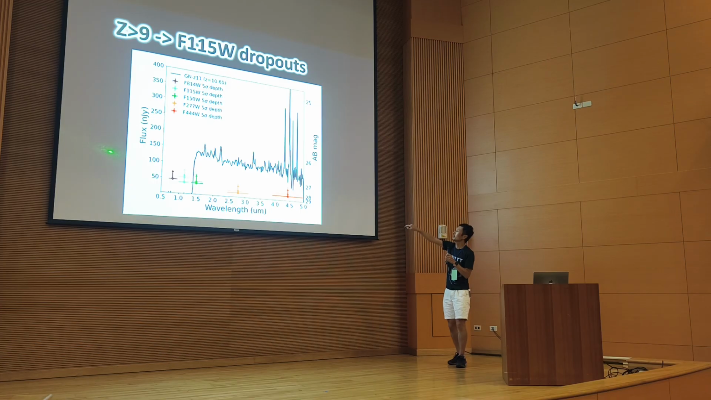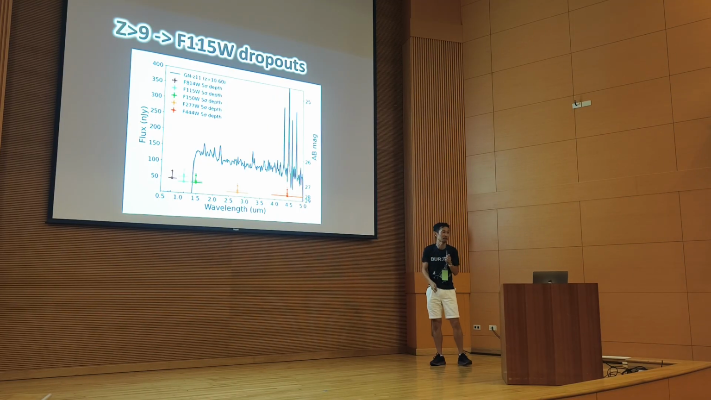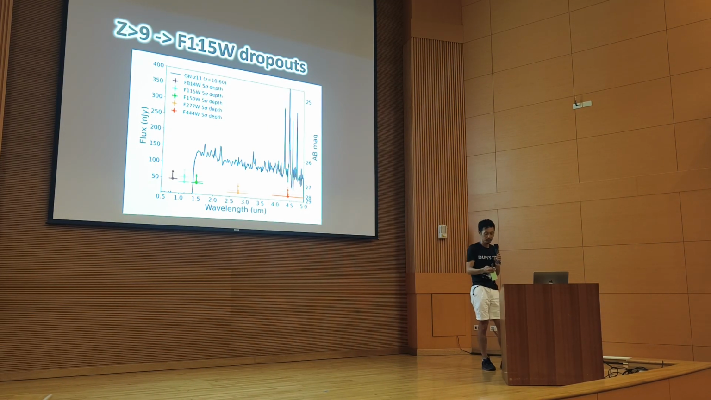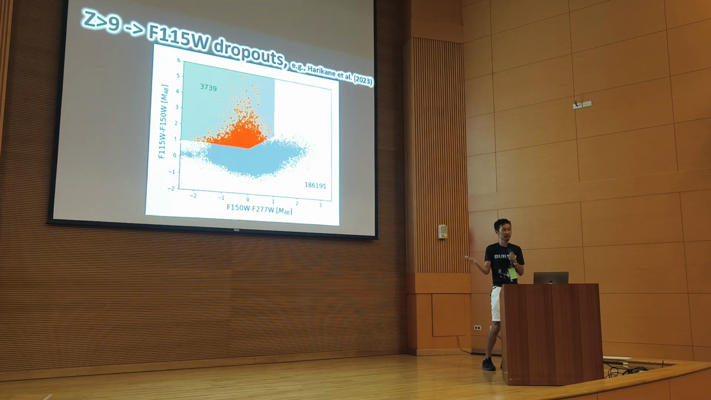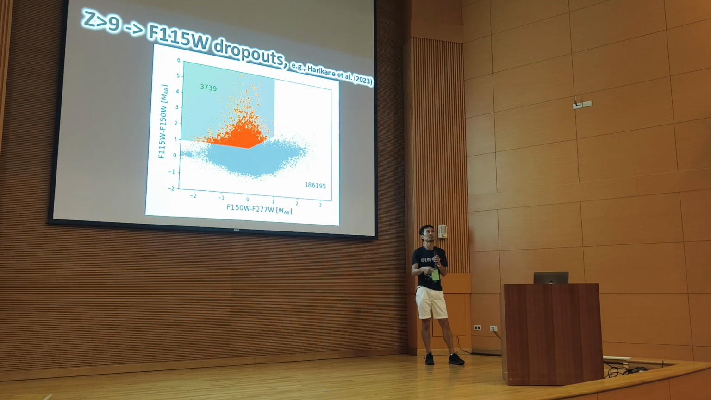This shows the JWST photometry. This blue line is F115W. In this case, this is redshift 10. It's very faint here. It's a dropout, and then it's bright in F150W. So this is basically how we search for redshift 9 and 10 galaxies. The selection method is already established. This is a competitive field. Many people try to select the F115W dropouts, so it's sort of a color box that's already established.